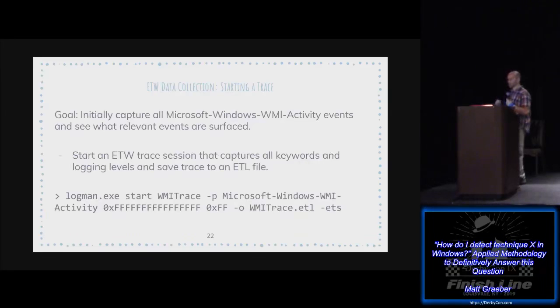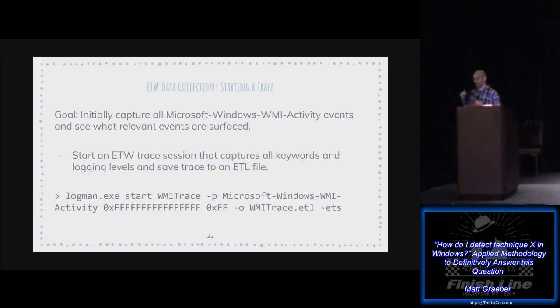So we're going to collect a WMI trace at this point, and I'm going to use logman.exe, which is a built-in utility. It's in System32. This is the main command line utility in Windows to control ETW trace sessions. So logman start, okay, we want to start something. What do we want to start? We want to start a trace. We give it a name. So I just called it WMI trace.